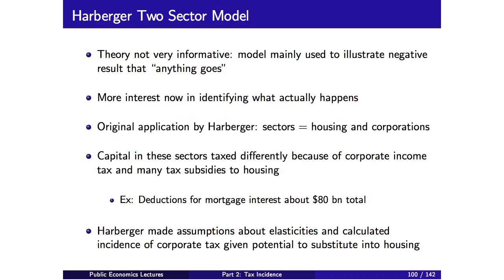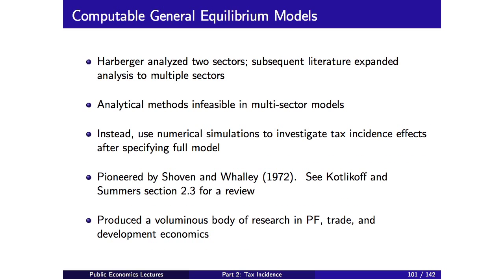Okay, questions? All right, so if that's not complicated enough, the CGE models kind of go to the next step. So Harberger analyzed 2 sectors. The subsequent literature expanded the analysis to multiple sectors. As I said, analytical methods like the ones we just talked about are infeasible when you have multi-sector models. And so instead what people did is use numerical simulations to investigate tax incidence effects after fully specifying the models. So one of the early papers here is by Shoven and Whalley. And then Kotlikoff and Summers reviewed this literature.